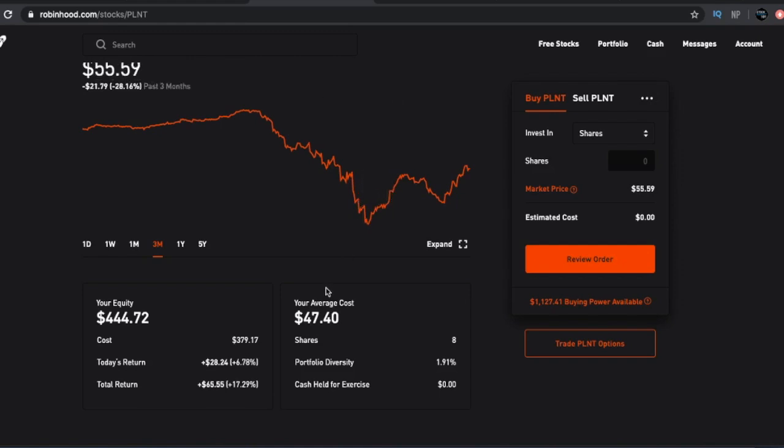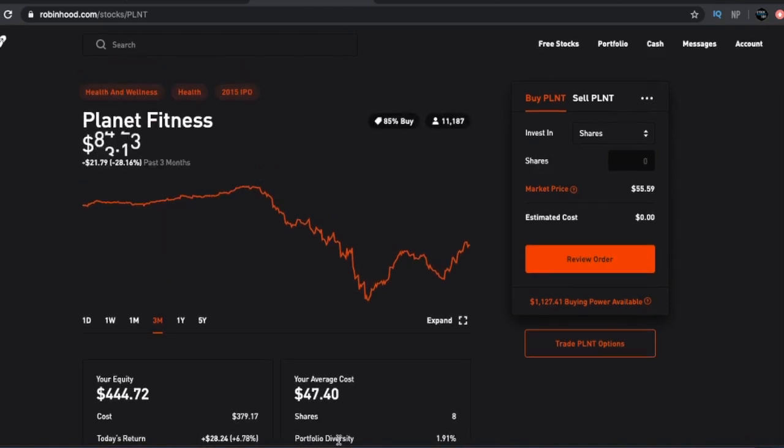My average cost is $47.40. I want to get this down to below 40. I'm up 17.29%, which is $65.55. I want to get this below 40, maybe even to the mid 30s would be very nice. So we're just going to have to see what happens.